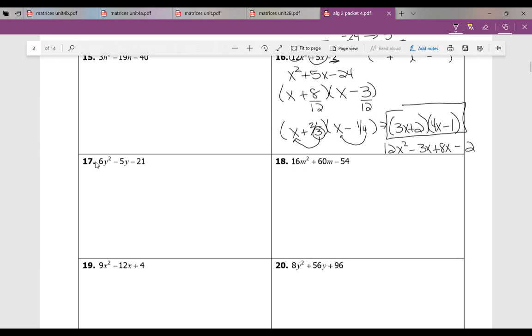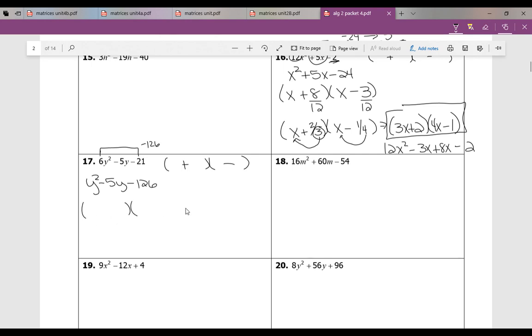17. All right. Do I have a greatest common factor? Nope. My signs are going to be plus minus because that last number is negative. What do you get when you multiply 6 and -21? -126. So we're going to rewrite the problem as y squared minus 5y minus 126.